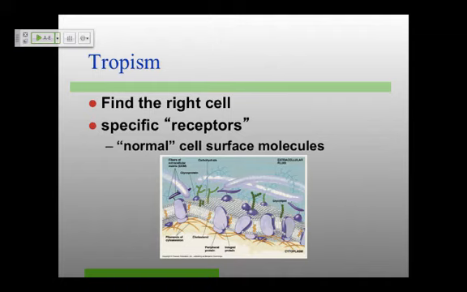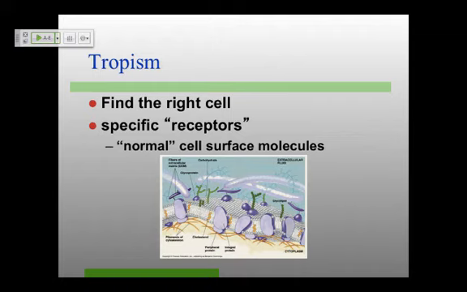Only some cells are going to have the right kind of extracellular macromolecule, so you can bind to that cell, and B, actually have the right kind of molecular machinery inside the cell to be able to replicate your virus. So this is what's called tropism. It's finding the right cell. And finding the right cell really has to do with the right kind of macromolecule on the surface, the virus receptor protein.